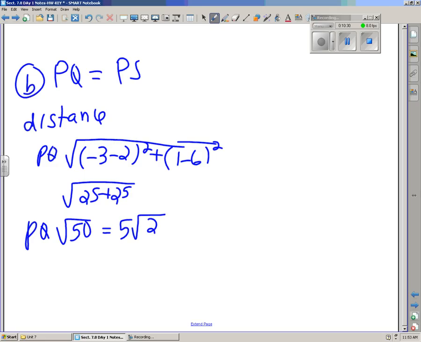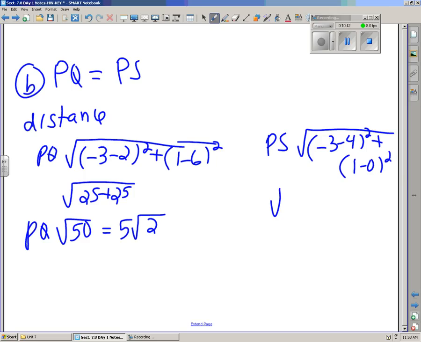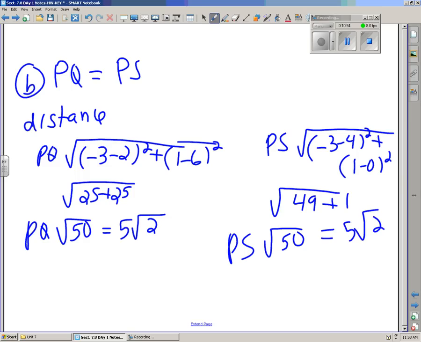Now I've got to get PS. And PS is going to be negative 3 minus 4 squared plus 1 minus 0 squared. And this turns into radical 7 squared, which is 49 plus 1. And this is root 50 as well, which again, feel free to simplify, but you don't. So right now we know that PQ is congruent to PS.